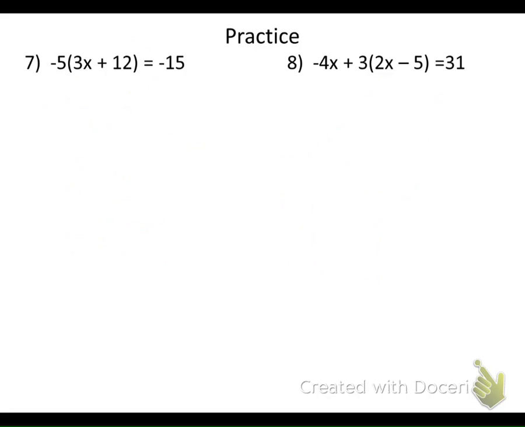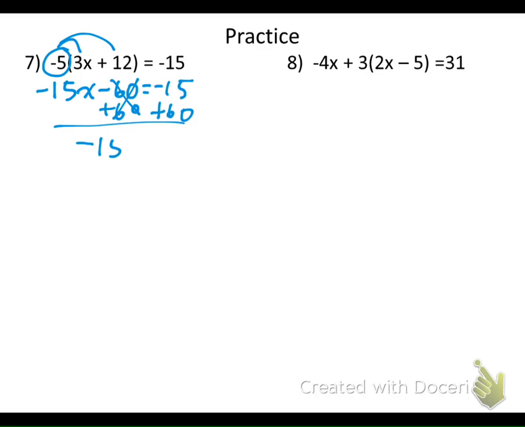Last two. Distribute that negative 5. Distribute that negative 5 to both the 3 and the 12. Negative 15x minus 60, okay, because it's negative times positive, equals negative 15. So I'm going to go ahead and pretty much add 60 to both sides. Negative 15x. Over here on the right side, 60 minus 15.